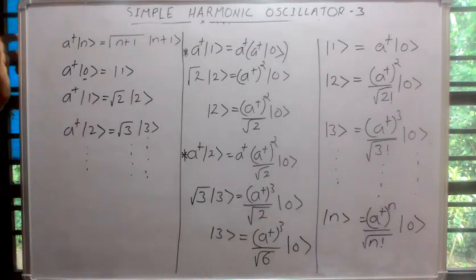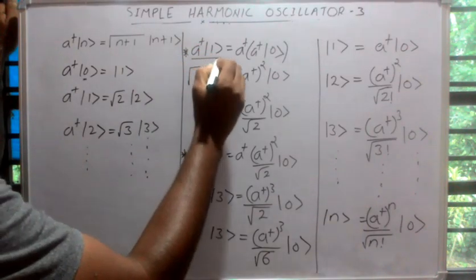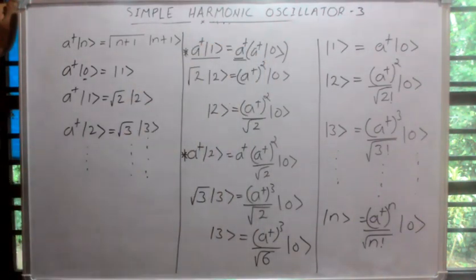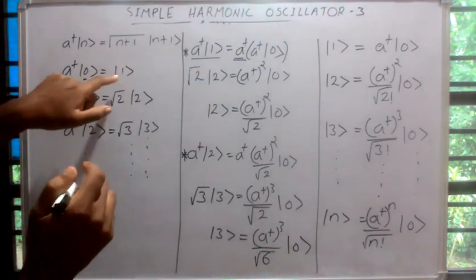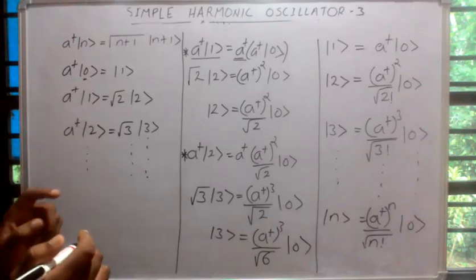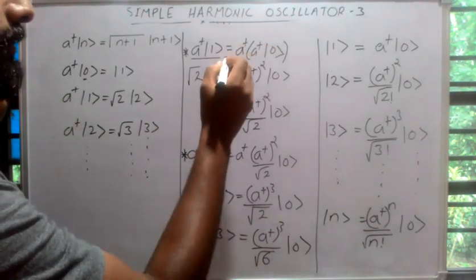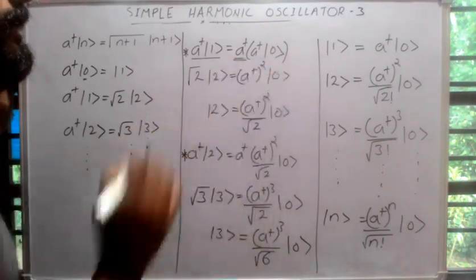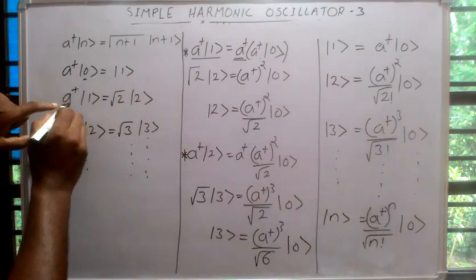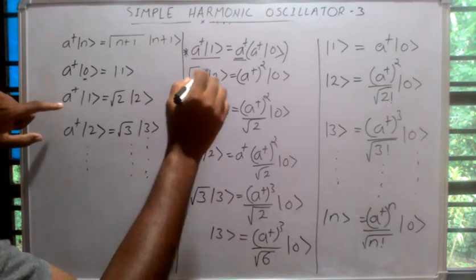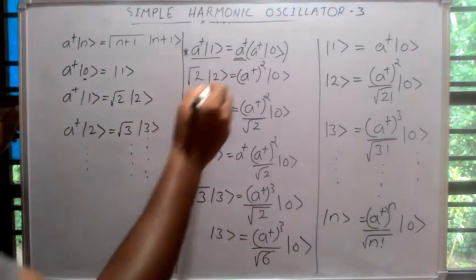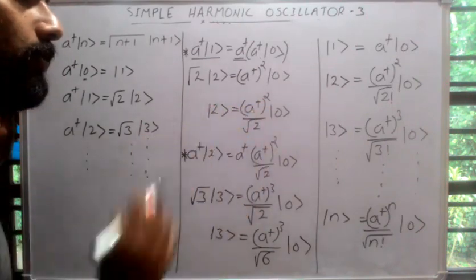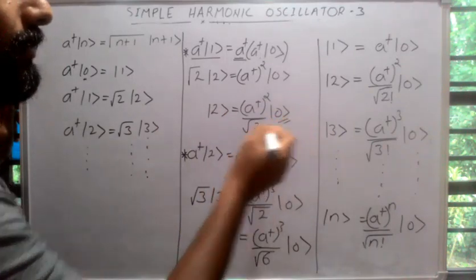Then |1> means a dagger into |0>, so instead of |1> we can write a dagger |0>, and a dagger |1> is equal to a dagger square |0>. From this portion we got a dagger |1> equal to under root 2 |2>. From that we get |2> equal to a dagger square over under root 2 |0>. In terms of |0> we got this one.